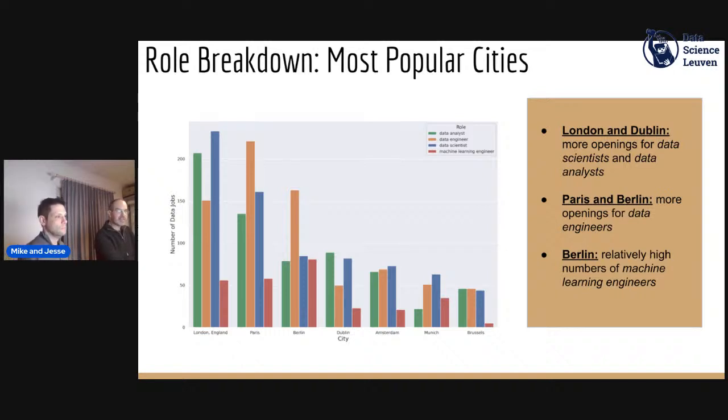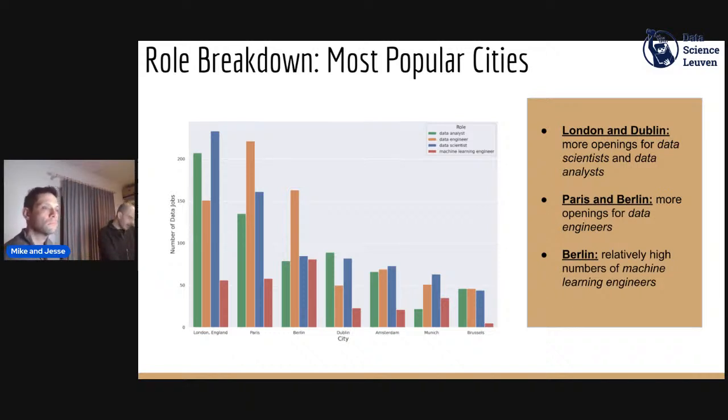For Paris and Berlin, it looks a little bit different. They seem to have more openings for data engineers as opposed to the analysts and the scientists. And Berlin in particular stands out for having a relatively high level of machine learning engineers, right? So it's the same level as the scientists and the analysts.